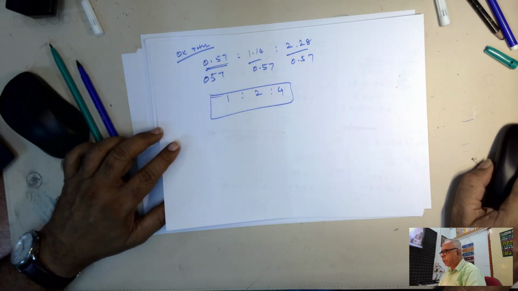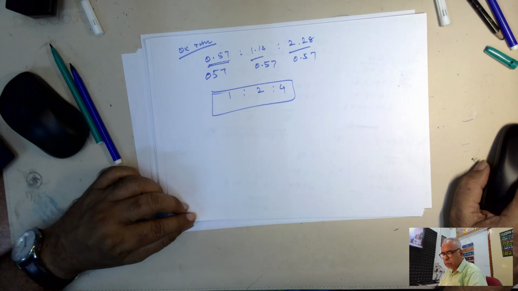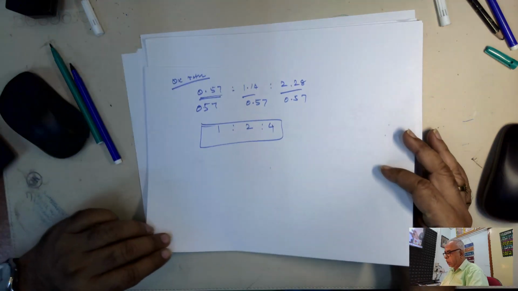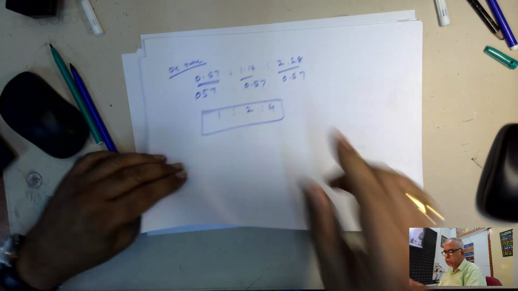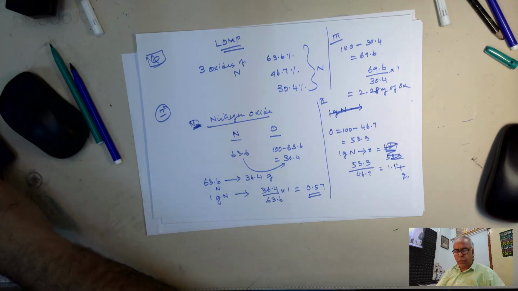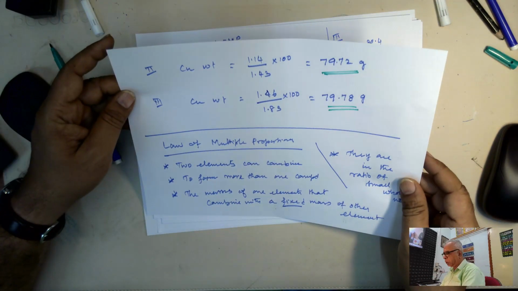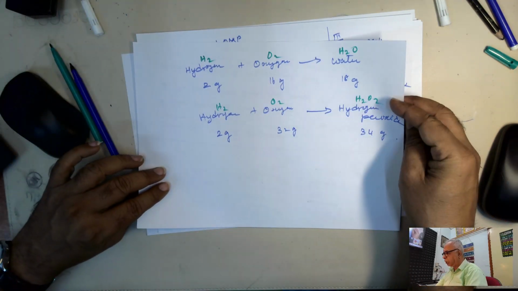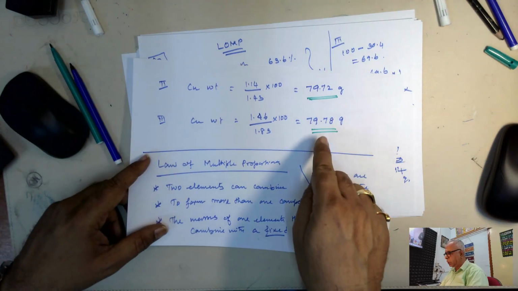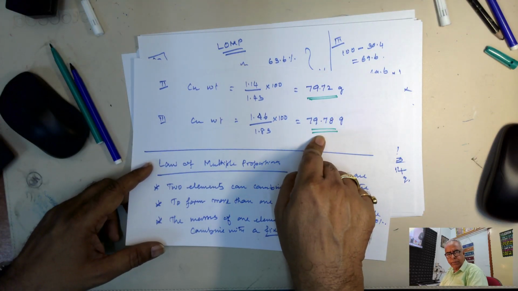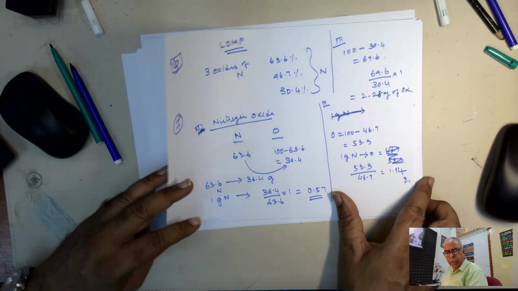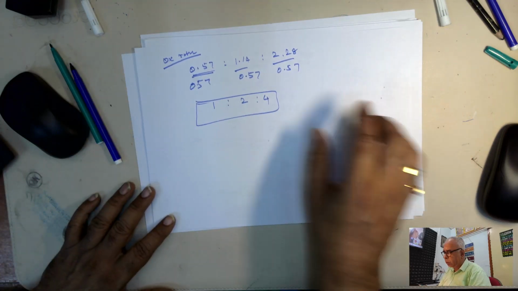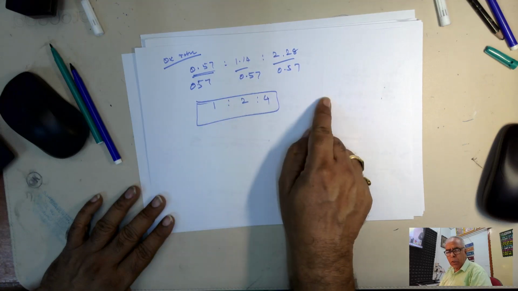So this is talking about the law of multiple proportions, whereas in the case of the law of definite proportion, you have the same ratio, 79.7. Whereas here they have different ratios, multiple ratios. Are you able to follow? And that is why we convert this to a whole number.